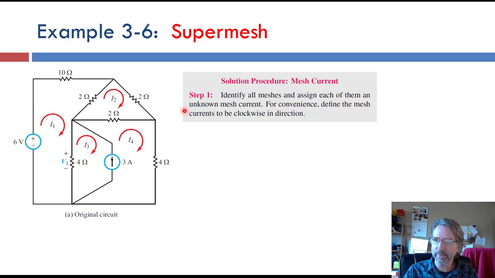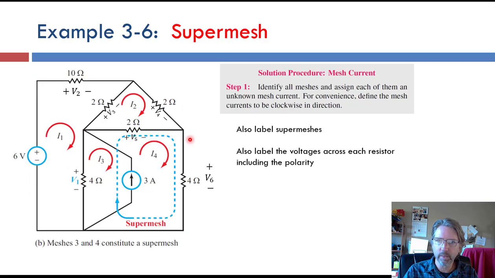So the first step is to identify all the meshes. So we're looking again for the open windows. So here's the I1 mesh, the I2 mesh, the I3 mesh, and the I4 mesh. But we're not quite done with step one. We also need to find supermeshes.